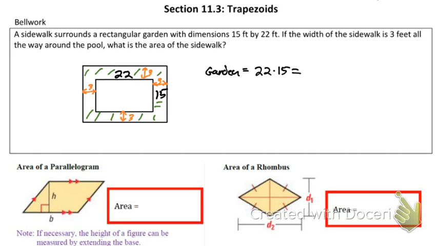22 times 15, what is that? Like, 330. 330 feet squared. All right, now we have to come up with our total.